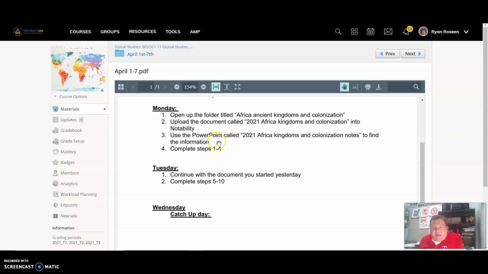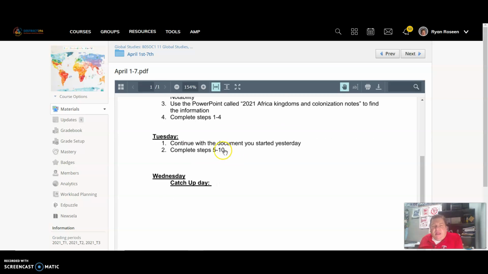All right, so Monday, you're going to start that looking at steps 1 through 4, and then Tuesday, you will continue that with steps 5 through 10. I will give you the heads up that there is going to be a map quiz on the second half of the week next week, where you will need that map done. All right, so that is how we are going to be working on things this week.